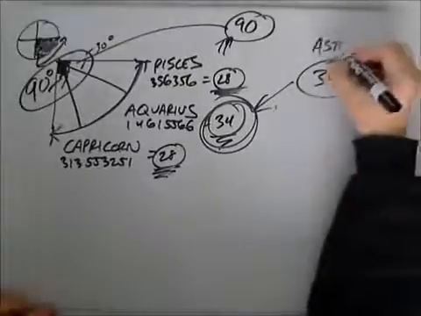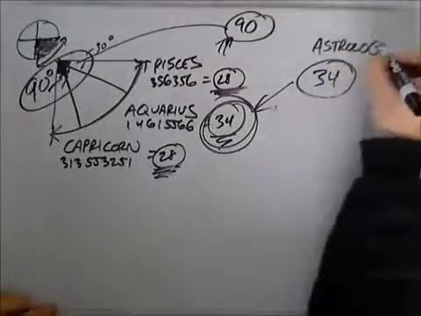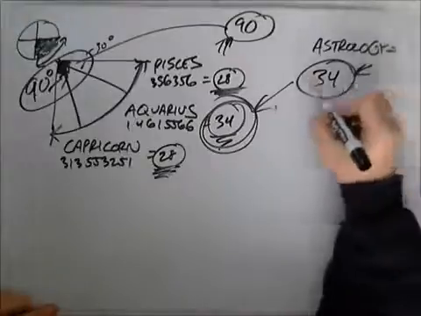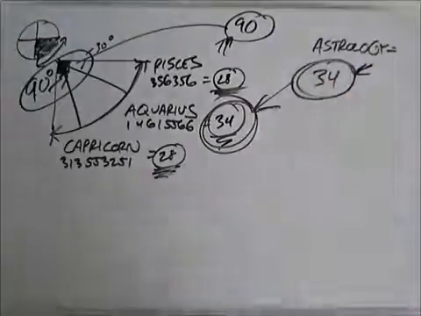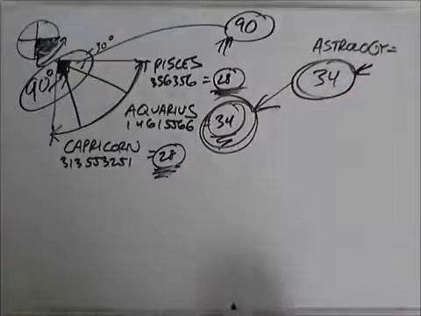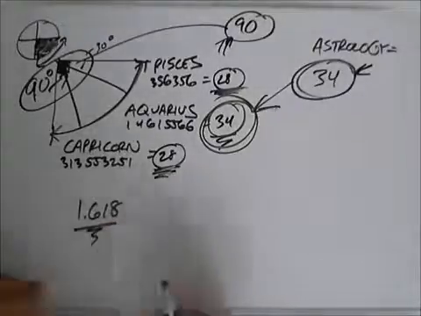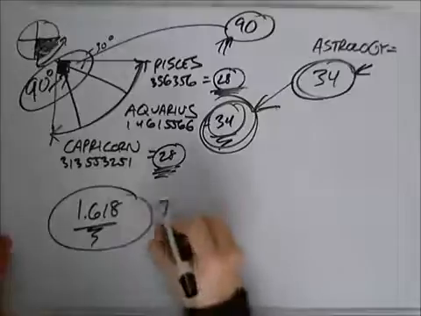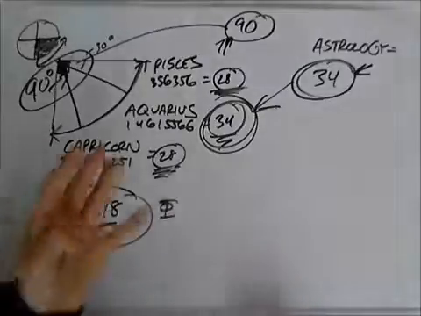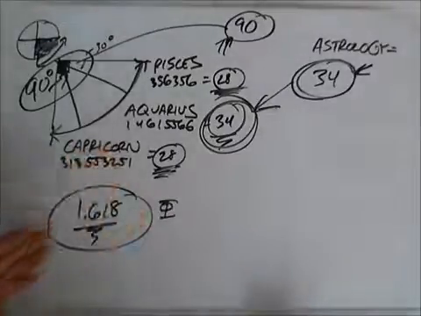Let's just write this once again. Astrology equals 34. So there must be something extra special about this number 34. There is. We find this in the Fibonacci sequence. The Fibonacci sequence actually encodes this holy 1.618. It's the golden ratio, the golden mean that we found on our hands and in the numerology.